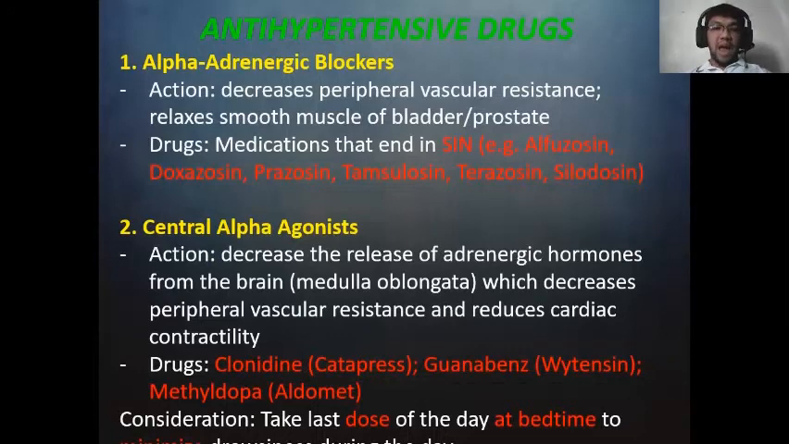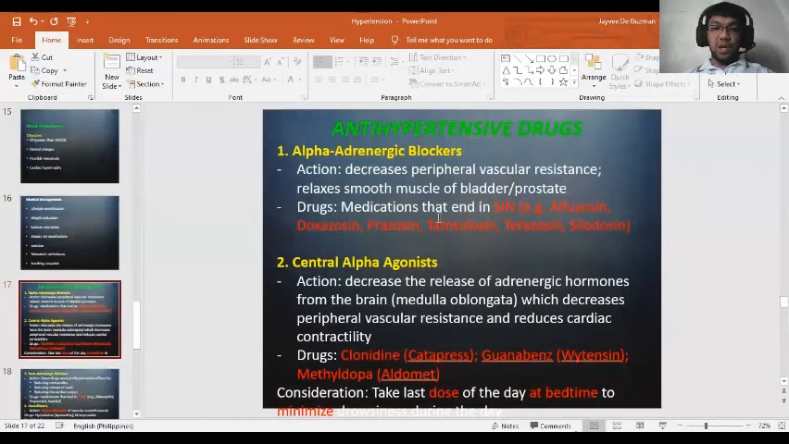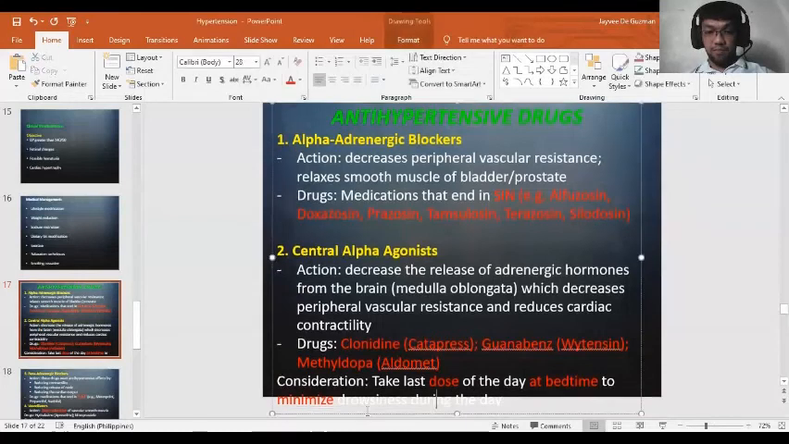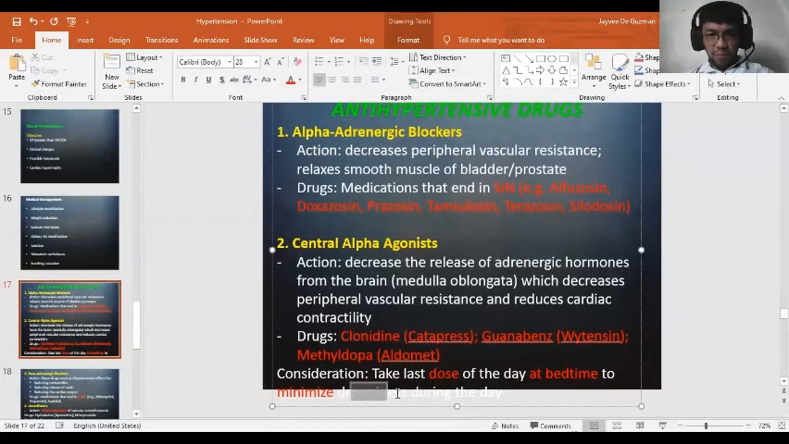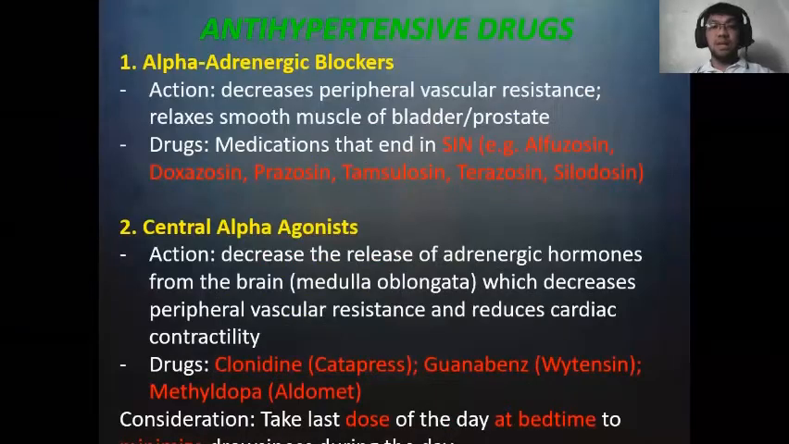Number two, central alpha agonists. Action is they decrease the release of adrenergic hormones from the brain, the medulla oblongata, which decreases peripheral vascular resistance and reduces cardiac contractility. What are examples of drugs under this? We have Catapres or clonidine, guanabenz, Wytensin, and methyldopa, Aldomet. We are going to teach the patient to take the last dose of the day at bedtime in order to minimize drowsiness during the day. So tell the patient to take this at bedtime to minimize drowsiness during the day.